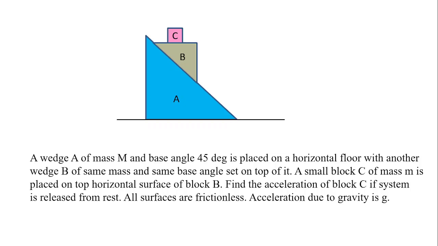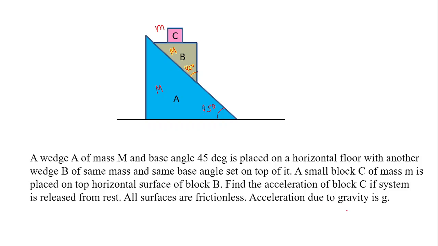The question says, a wedge A of mass m and base angle 45 degrees is placed on a horizontal floor with another wedge B of the same mass and same base angle set on top of it. That means this is a wedge, an isosceles triangle with this angle being 45 degrees and its mass is capital M, and this wedge is also having mass capital M, this angle again 45 degrees, so that this surface is horizontal and this small block is having mass small m.